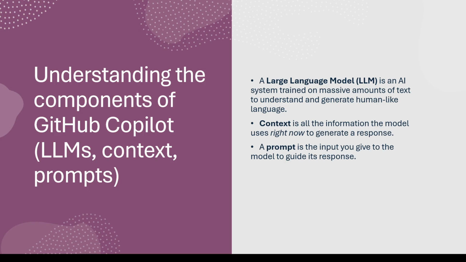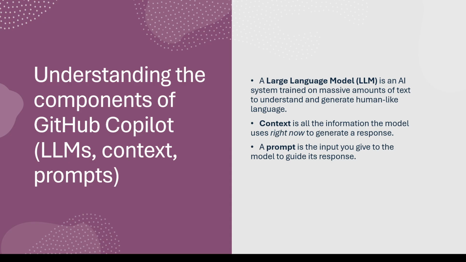In this topic, we'll try to understand the components of GitHub Copilot. So I'll talk about very basic components of GitHub Copilot and then I'll go into somewhat more detail. Primarily we have three components in GitHub Copilot. First is the large language model, also known as LLM, and then context and then prompts. So one by one we'll go through these components.